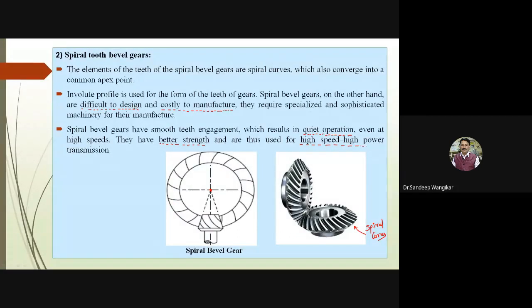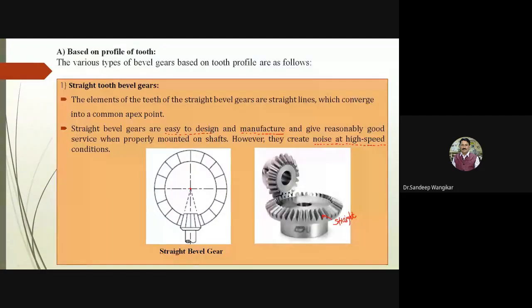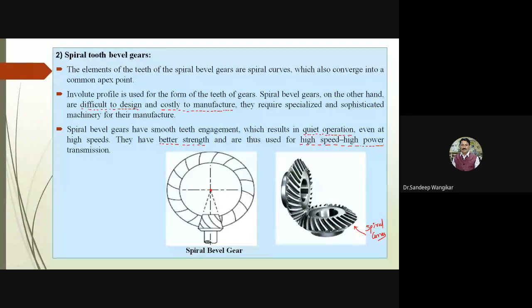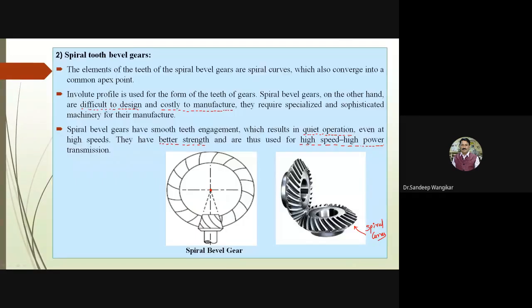So this is about the spiral tooth bevel gear. Now we will see, these two are the main types: straight tooth and spiral tooth. Next, just for your information, we will take all these types of gears. If you see, there is one angle. I have not included the spiral angle concept here. But if you extend this line, or pass any center line like this, then it has some angle.